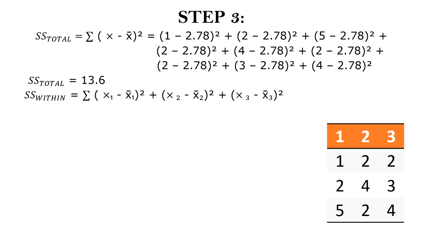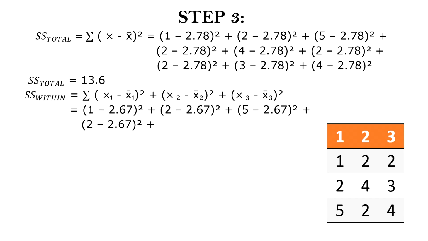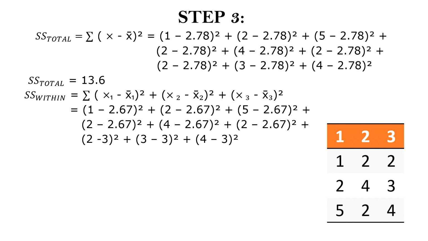So, x1, 1 minus 2.67 squared, plus 2 minus 2.67 squared, plus x3, which is 5 minus 2.67 squared. If we sum all of this, we will get 13.34. So, here's the final result of the SS within.